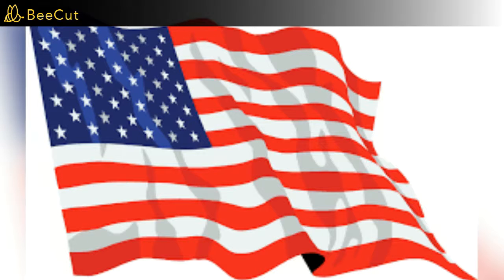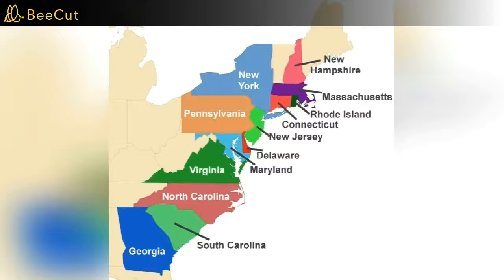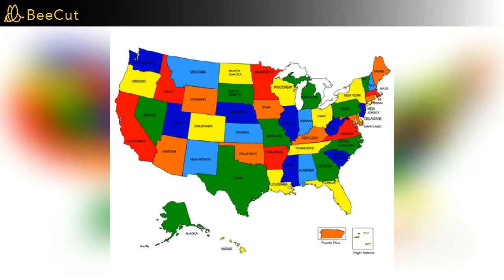The current flag of the United States consists of 13 horizontal stripes, 7 alternating red and 6 alternating white, and a blue rectangle in the upper left quadrant, inside which are 50 white stars. The 13 stripes symbolize the 13 English colonies that became independent to form the United States. These colonies were New Hampshire, Massachusetts, Rhode Island, Connecticut, New York, New Jersey, Pennsylvania, Delaware, Maryland, Virginia, North Carolina, South Carolina, and Georgia. The 50 stars represent the 50 states that make up the United States.